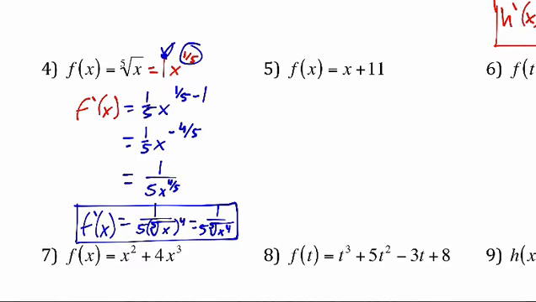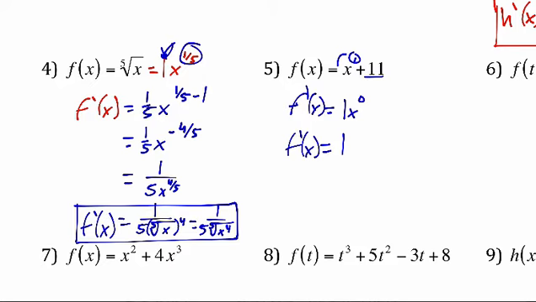Now, number 5 is when we start getting multiple parts. We have x, we have 11, but we're going to do the same thing. We're going to do f of x equals, well, this was 1, and so we're going to take our exponent, multiply it out front. So we got 1, and it's going to be x to the 0 because we subtract 1. And this one, remember, constants just become 0. So we have 1x to the 0, which is just 1. F prime of x equals 1.